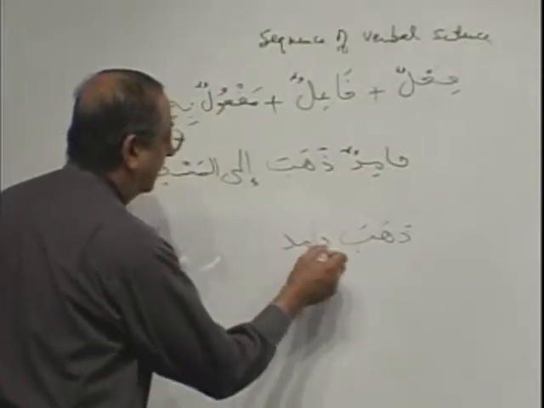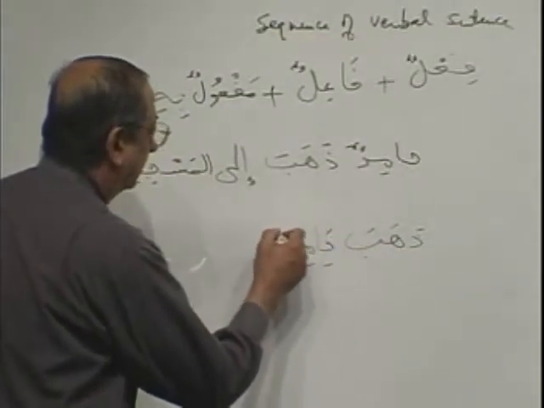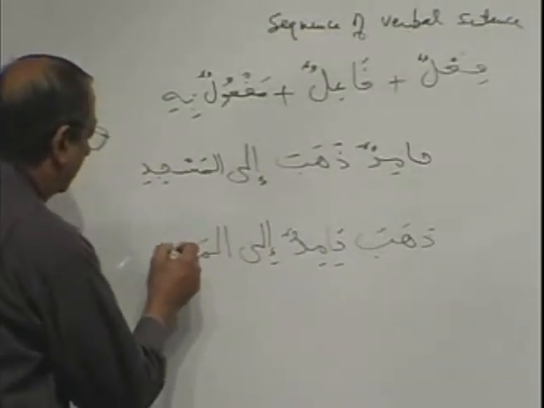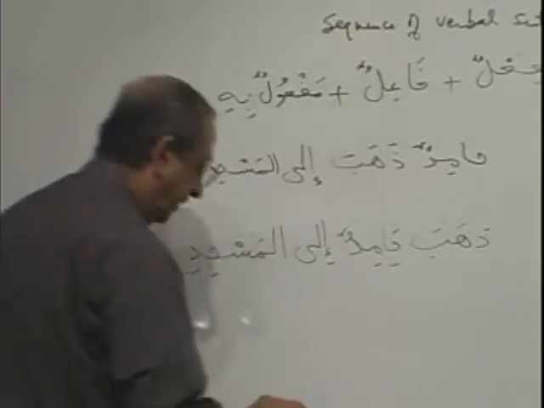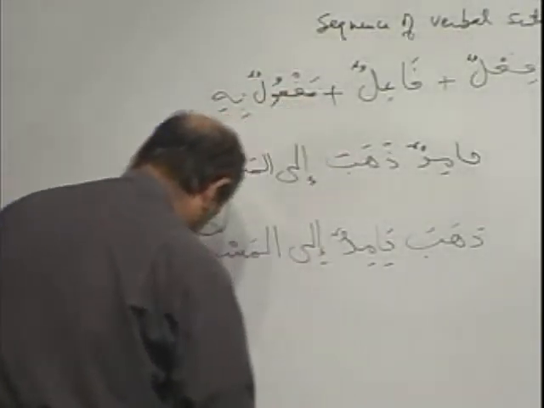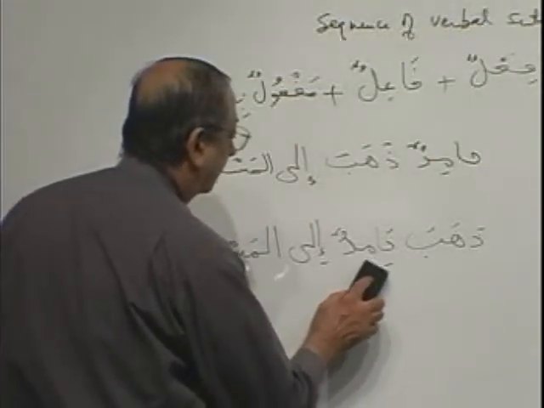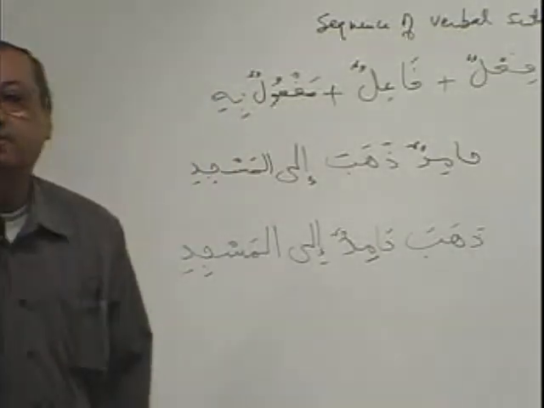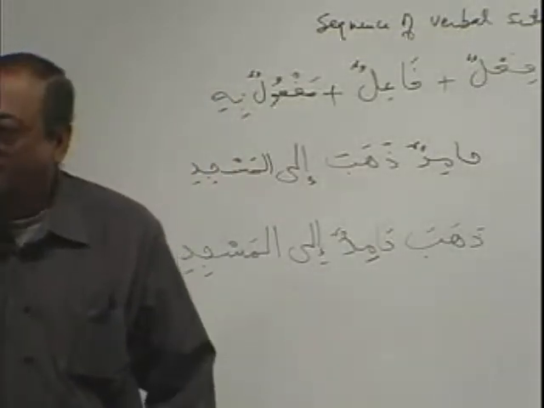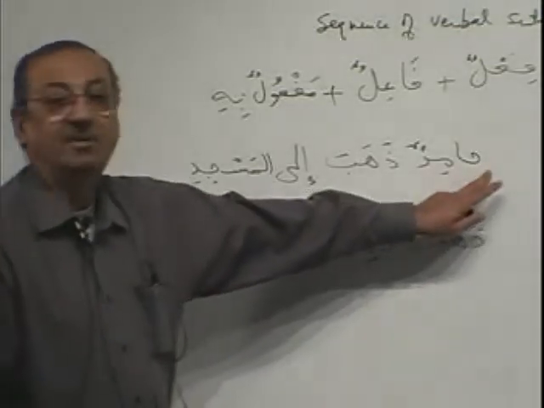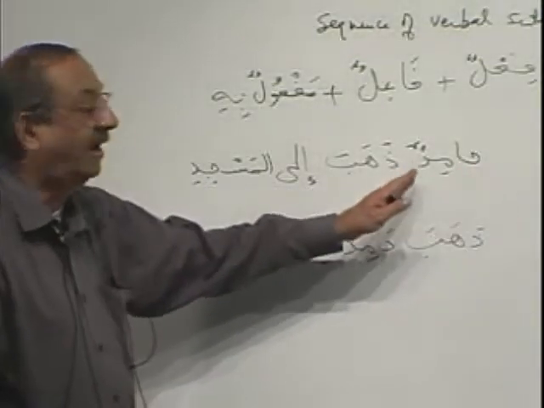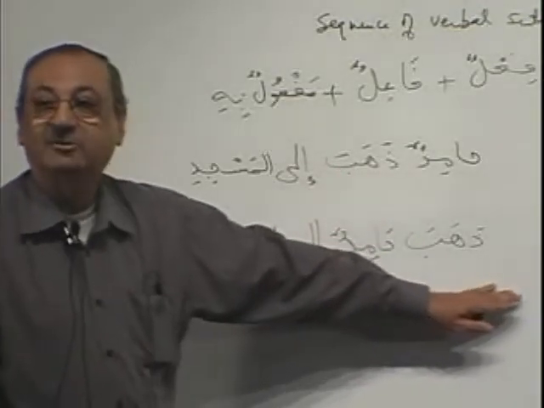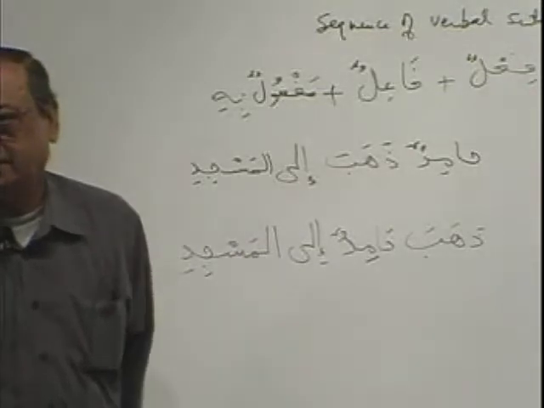Now if I say Zahaba Hamidun ilal masjidi. Are you with me, brothers and sisters? Zahaba Hamidun ilal masjidi. Now where is the fa'il of Zahaba? Now it is Hamid. This was Jumla Ismiya. The khabar was Jumla Fi'liya. And this is purely Jumla Fi'liya. Please keep that in mind.